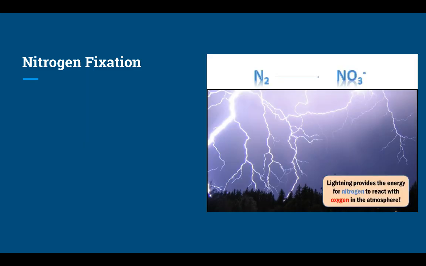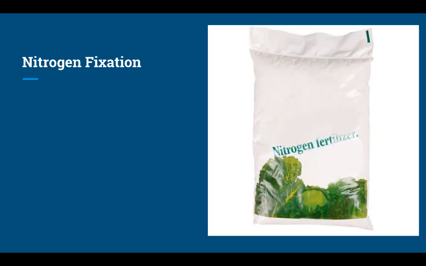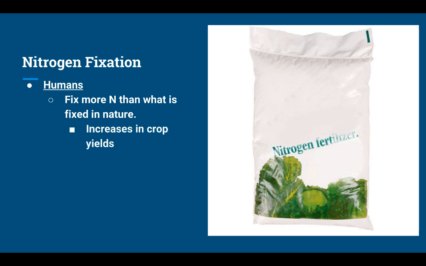Nitrogen fixation can also take place abiotically through combustion of forest fires and even lightning, and that converts that nitrogen gas into nitrate, a more usable form. So going back, remember that this is a limiting factor. There's not a lot of it available. So what humans have done, we have essentially fixed more nitrogen than what nature fixes on its own in the goal of increasing crop yields. So almost every fertilizer you'll buy has nitrogen in it, especially they'll use it for corn crops. Corn needs lots of nitrogen to grow.